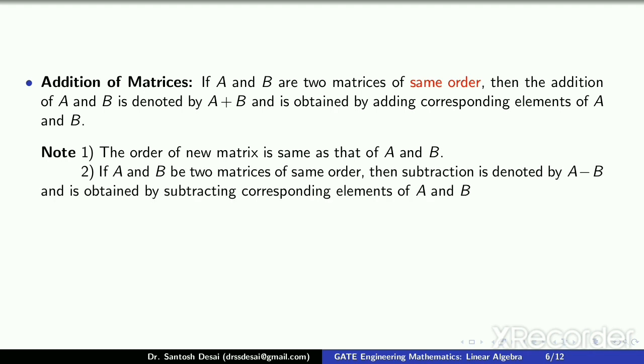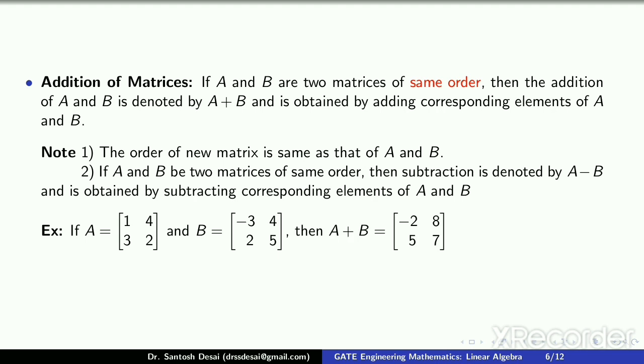If A and B be two matrices of same order, then subtraction is denoted by A minus B and is obtained by subtracting corresponding elements of A and B. Now consider one example. If A is equal to 1, 4, 3, 2 and B is equal to minus 3, 4, 2, 5, then A plus B is obtained by adding corresponding elements and A minus B is obtained by subtracting elements of B from A.